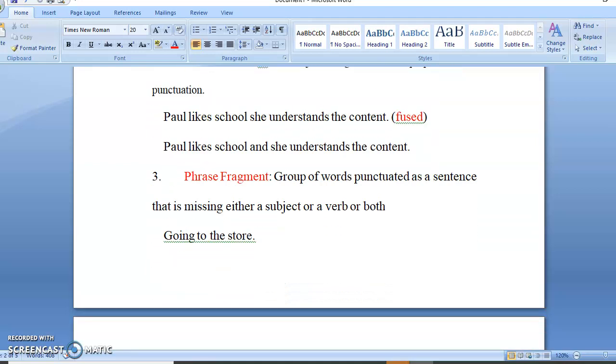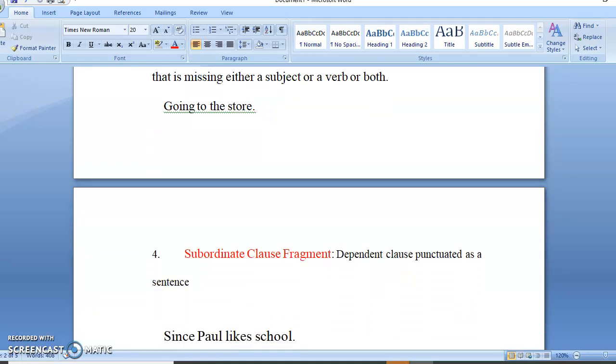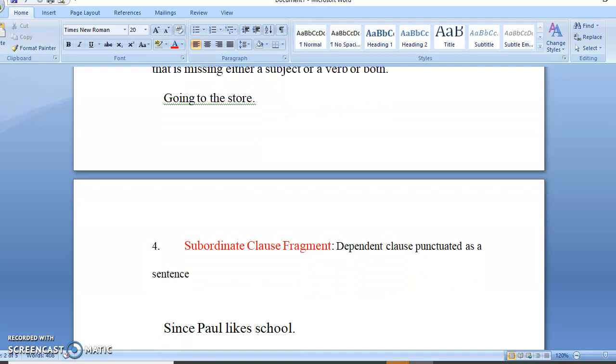Okay? The next error, and the last one, is a subordinate clause fragment. Once again, when you put a period at the end of a group of words, it has to convey a complete thought. It has to have a subject and a verb. Well, a subordinate clause fragment has a subject and a verb, but get this, it does not convey a complete thought. And if you look at the example I have for you, since Paul likes school, you see how that's dependent on something else for it to make sense? And the fact that it's dependent on something else for it to make sense makes that a subordinate clause fragment.